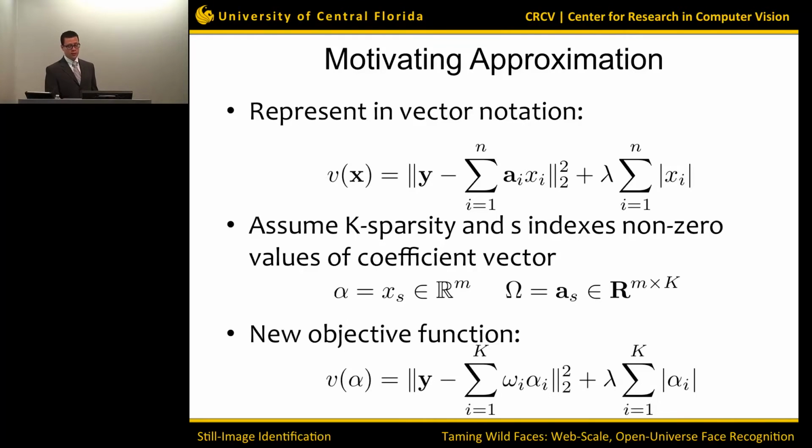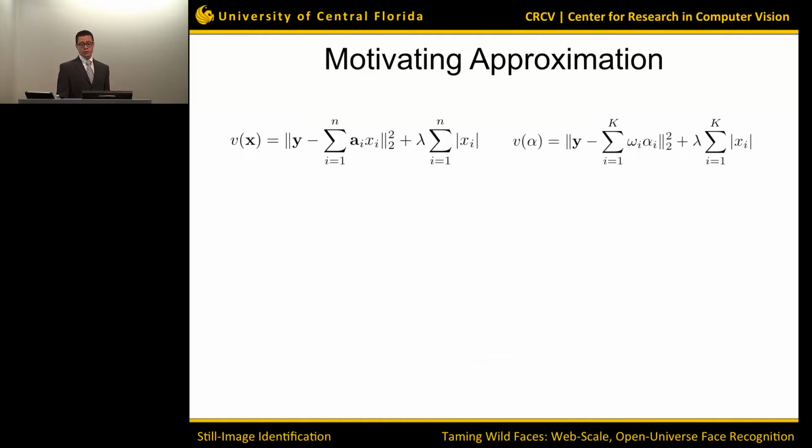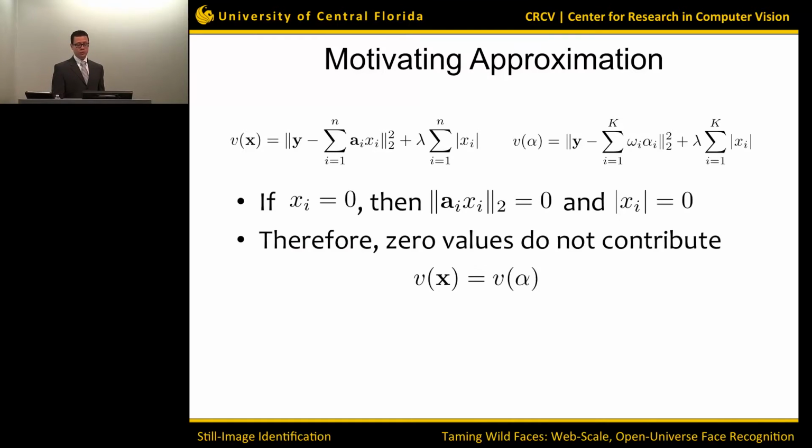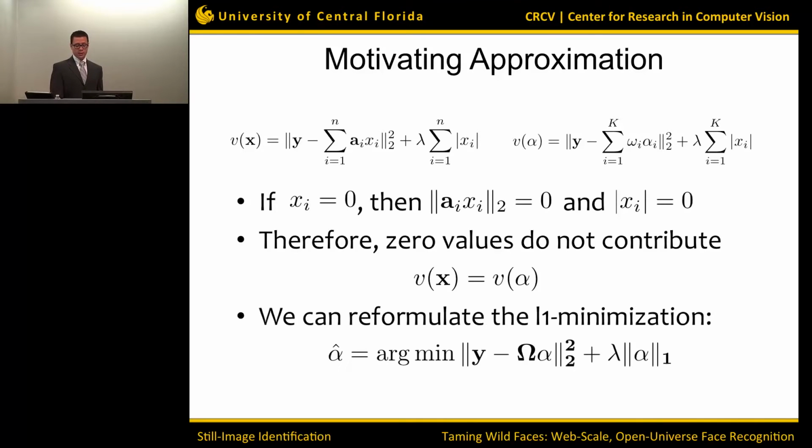So we can write a new objective function where we relate omega and objective and alpha in the same way. If we look at these two objective functions together side by side, we can know that if we knew what those zero coefficient values were, the two objective functions would reduce to the same equation, or the same solution. So we can reformulate the L1 minimization as a minimization of the residual error between the test frame and its new representation from this subdictionary.